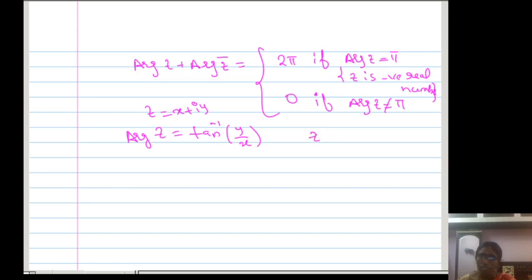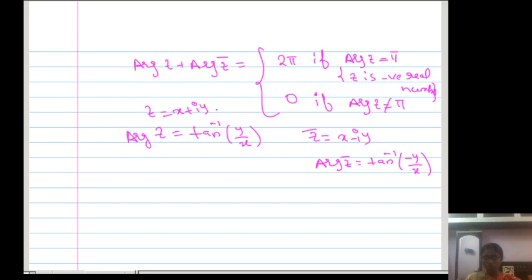But what does z bar represent? It is the conjugate, x minus iy. So the argument of z bar is tan inverse of minus y by x. Adding these two, tan inverse of minus y by x means minus tan inverse of y by x. This cancels, and you get 0. So in the case of argument of z not equal to pi.